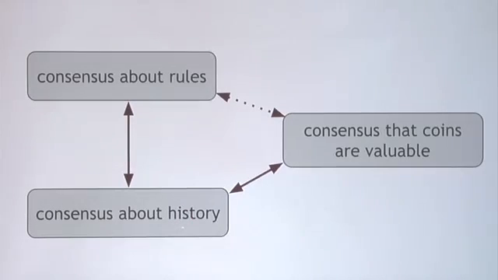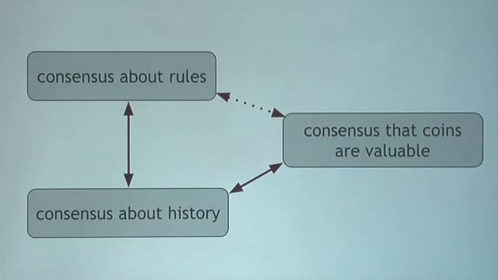In a similar way, consensus about history and a consensus that coins are valuable are also tied together. Consensus about history means that we agree on who owns which coins. And agreeing on who owns which coins is a necessary prerequisite for believing that the coins have value.